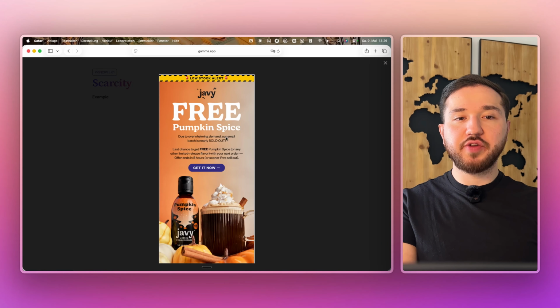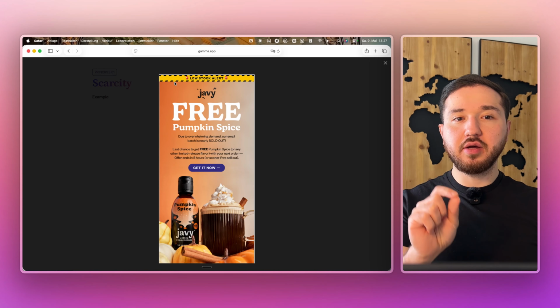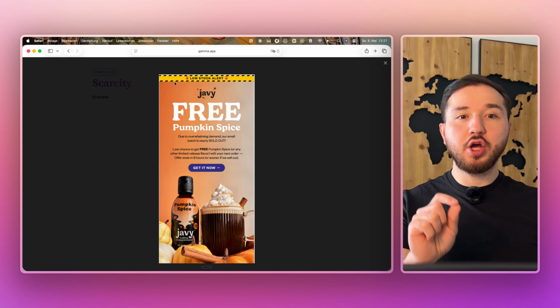Here's an example from JV Coffee. So they first have added a banner, low stock alert, and it's in a different color than the rest of the email to really make it stand out. So this is the first sign of scarcity. Then they're saying in the subheadline, due to overwhelming demand, so they create artificial demand, and you think, oh, so many people want it. Then they say our small batch, so overwhelming demand, small batch, so they create this big gap, is nearly sold out.